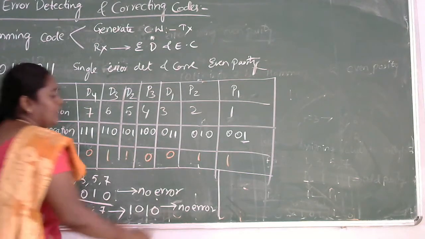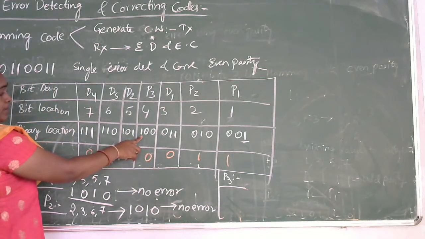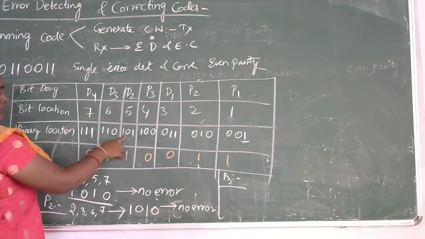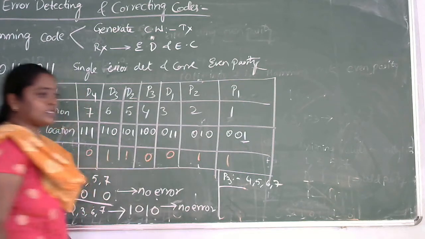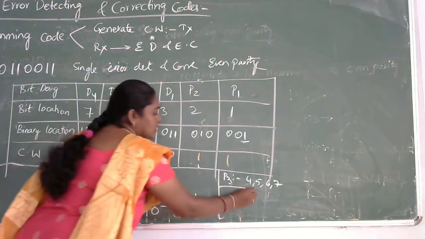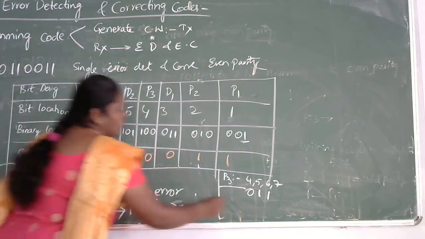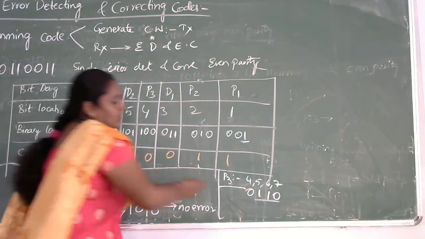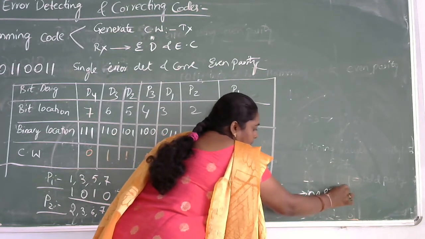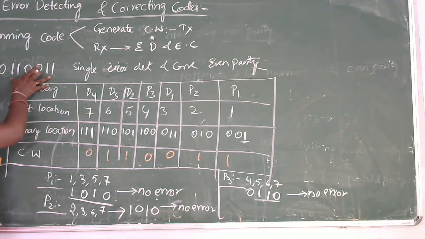Similarly, we need to check for P3. For P3, the one is present at the MSB, which corresponds to 4, 5, 6, 7. So for checking P3, I need to check bits 4, 5, 6 and 7. Under 4, I have 0. For 5, 1. For 6, 1. For 7, 0. The total number of ones is even, and the given question is also even parity. That indicates no error. So as P1, P2, P3 all show no errors, that indicates the transmitted code word is the same as the received code word.